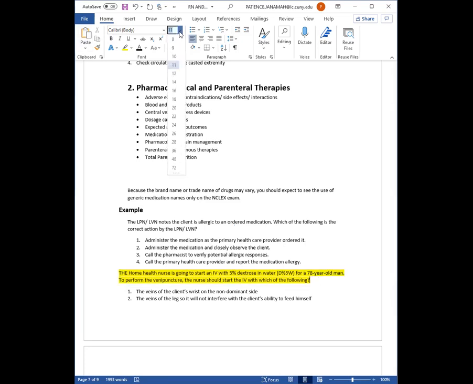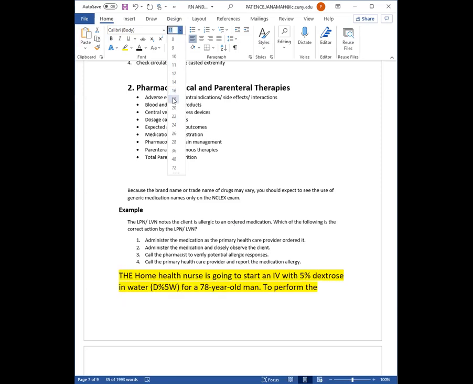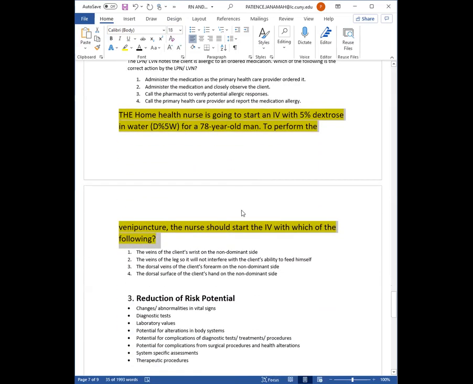Let me enlarge it a little. I want you to try to answer it. I give you the more complex questions to answer. The home health nurse is going to start an IV with 5% dextrose for a 78-year-old man. To perform the venipuncture, the nurse should start the IV with which of the following? What do we understand by this question? Who has an idea what it wants you to do?